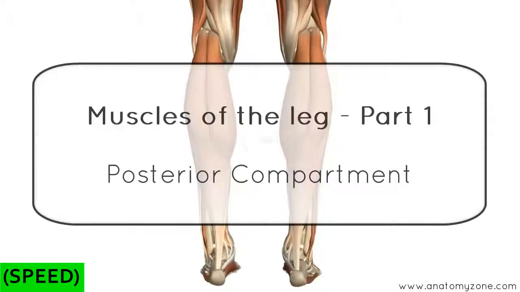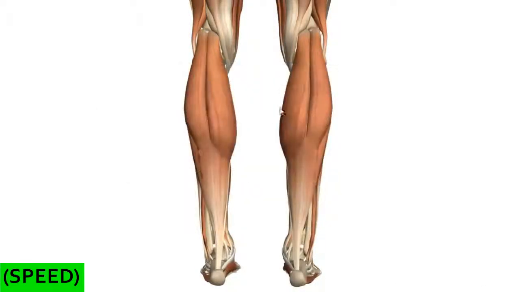Okay, so this tutorial is on the muscles of the leg. So the leg is this region of the lower limb which lies between the knee joint and the ankle joint. So I'm going to break this tutorial into two parts. I'm going to do the first part on the posterior compartment, and then the second part will be on the muscles of the anterior and lateral compartments.